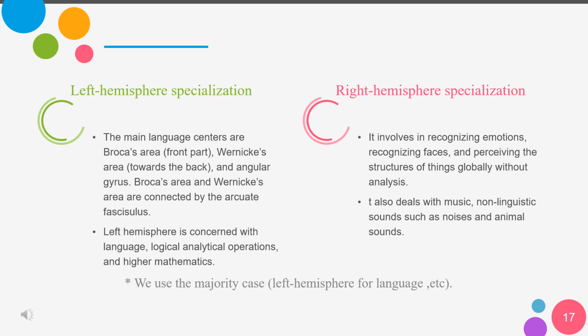If the area of the brain that deals with faces is damaged, the person will not be able to recognize the faces of people, even close family, and even the person's own face when looking into a mirror. And patients with right hemisphere damage have difficulty in apprehending syntactic distinctions.